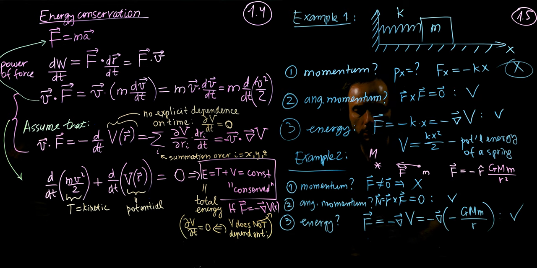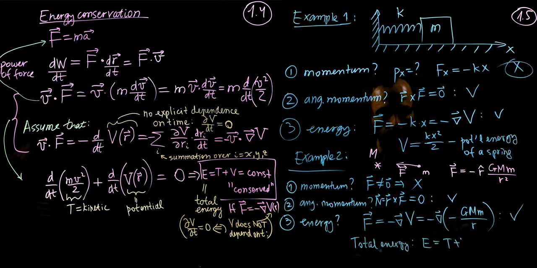The total energy is given by T plus V, and that is given by M V squared over 2 minus G M M over R.